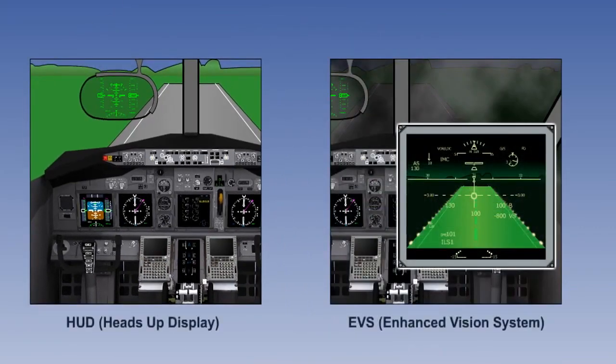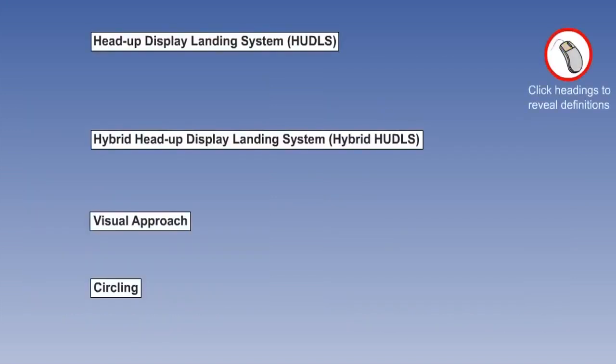The EVS does more. It uses imaging sensors, infrared, low light, etc., to produce a picture of the outside world such that the pilot can complete a landing visually or circle to a visual landing. To complete this section on terminology, here are the terms relevant to HUD landings and to visual landings. Click on a term to get its definition.